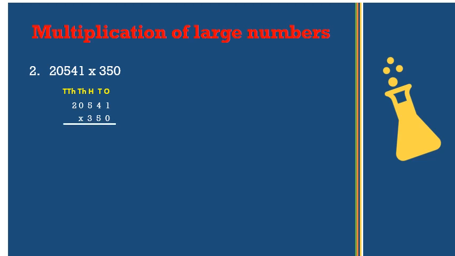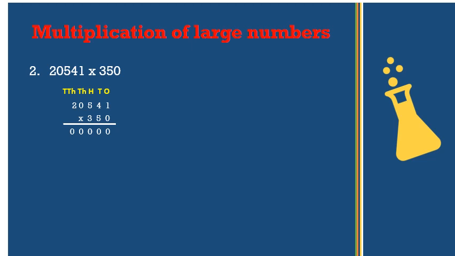Now children, in 350, first we will start multiplying by 0, which is kept at ones place. So we will multiply 20,541 by 0, and the product is 0, 0, 0, 0, 0.